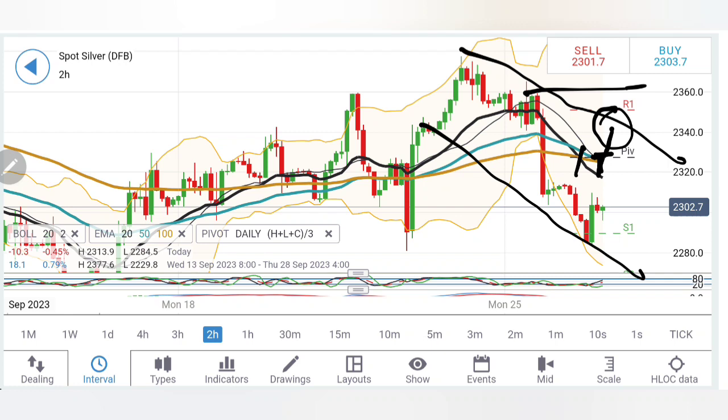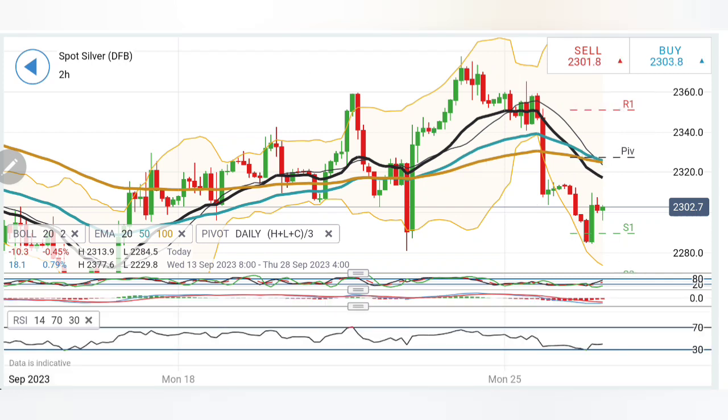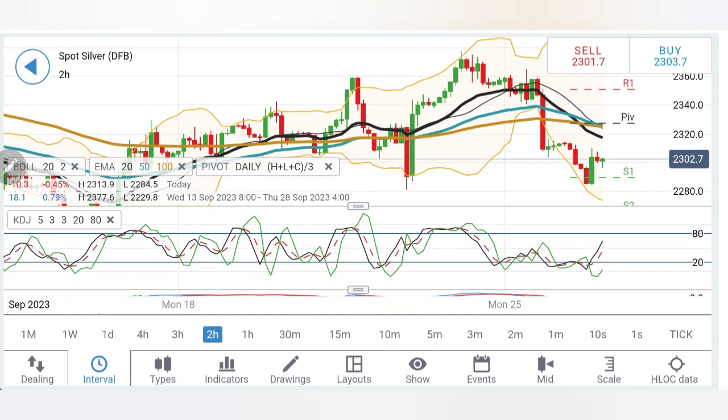As long as 2340 and 50 levels are respected, we should not be thinking of a reversal or a breakout. Above 2360 is the only place where confirmation of the breakout exists. But yes, the bullish momentum will increase if it stays above 2340, 50 levels.